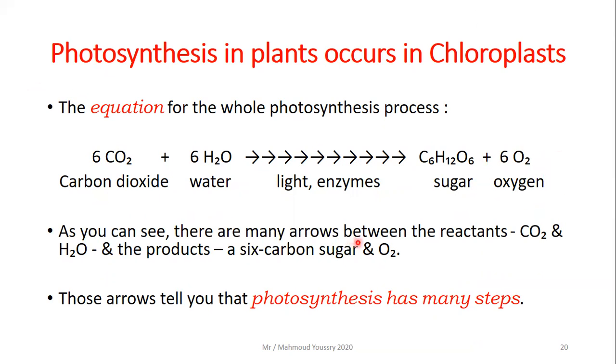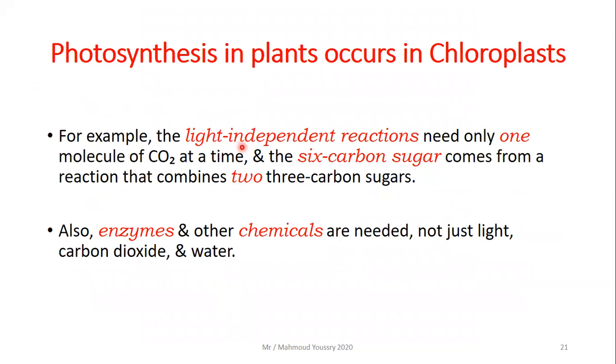As you can see, there are many arrows between the reactants, carbon dioxide and water, and the products, a 6-carbon sugar and O2. These arrows tell you that photosynthesis has many steps. For example, the light-independent reactions need only one molecule of carbon dioxide at a time, and the 6-carbon sugar glucose comes from the reaction that combines two 3-carbon sugars. So these are two molecules, each one of them contains 3 carbon atoms. Also, enzymes and other chemicals are needed, not just light, carbon dioxide, and water.